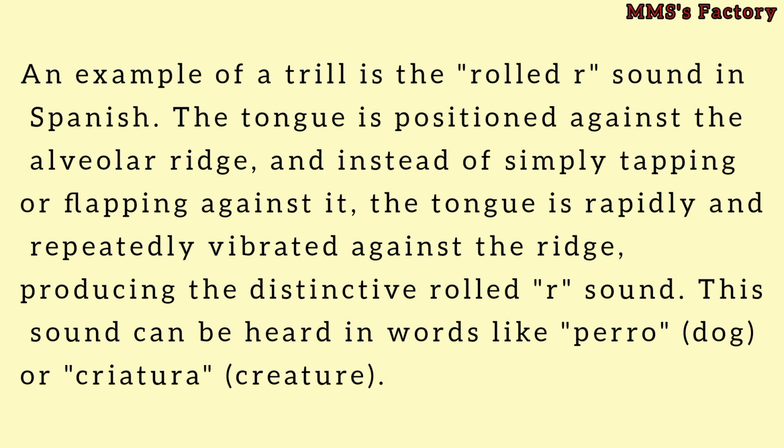The tongue is positioned against the alveolar ridge, and instead of simply tapping or flapping against it, the tongue is rapidly and repeatedly vibrated against the ridge, producing the distinctive rolled sound. This sound can be heard in words like perro, dog, or criatura, creature.